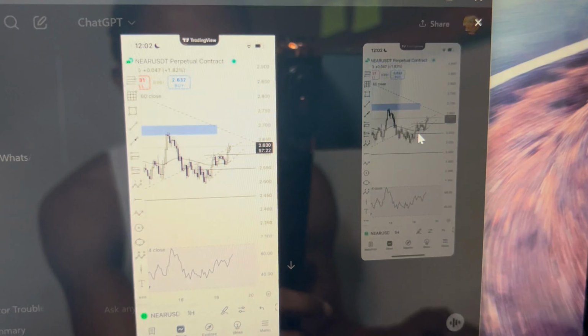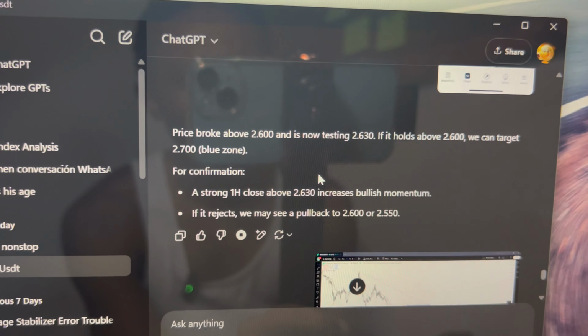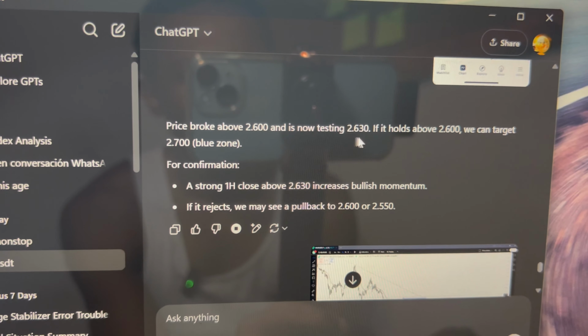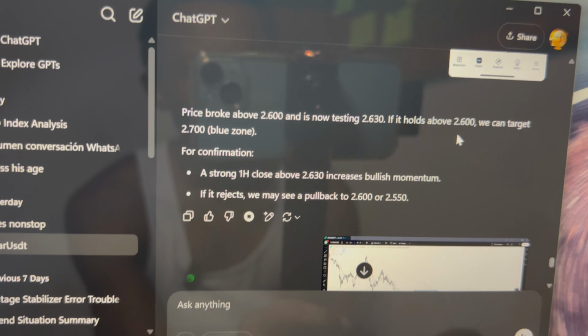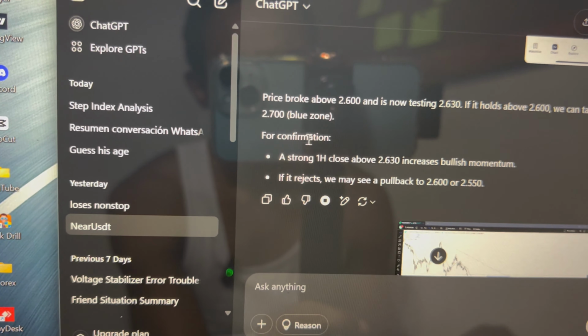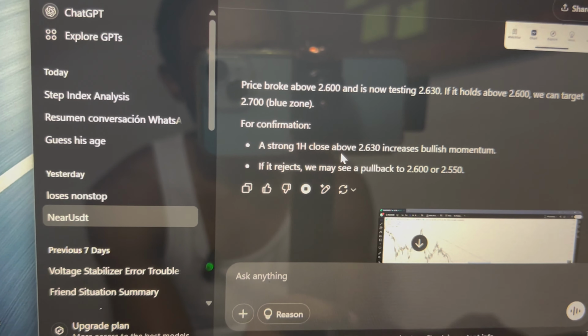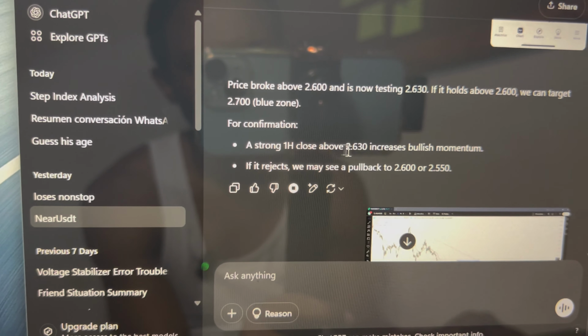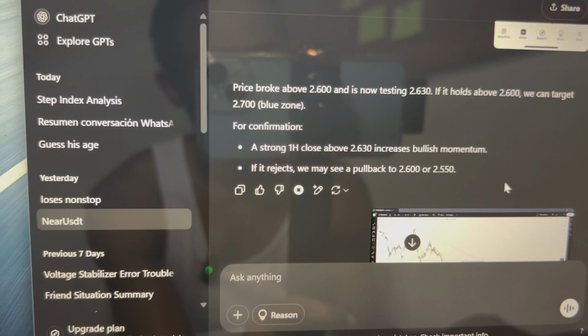So then price started buying, and I sent the chart to him, and this is what he has to say. Price broke above 2.600 and is now testing 2.630. If it holds above 2.600, we can target 2.700 blue zone. For confirmation, a strong 1H close above 2.630 increases bullish momentum. If it rejects, we may see a pullback to 2.600 or 2.550.